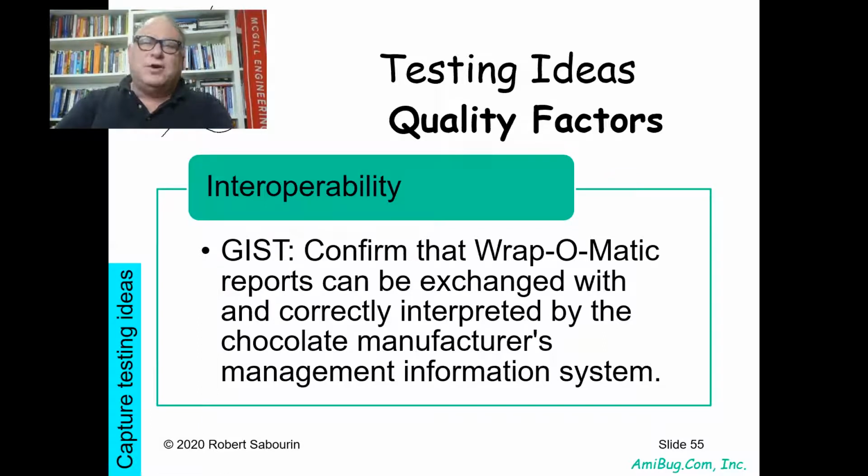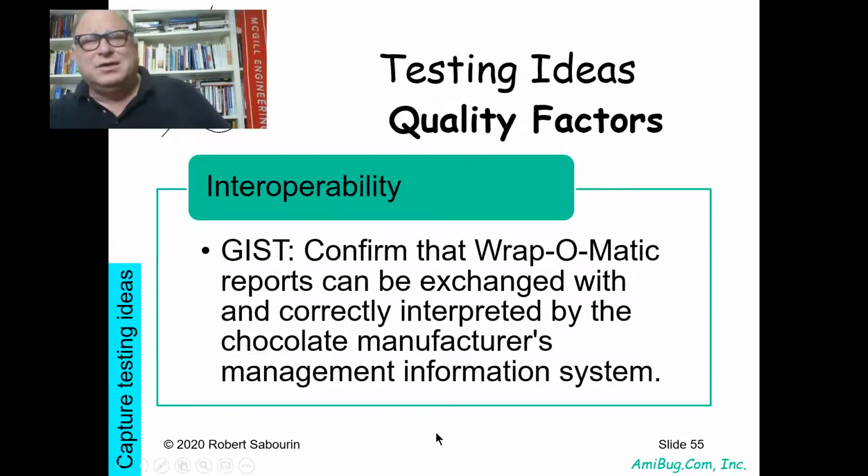Interoperability. Confirm that the Rapamatic reports can be exchanged and correctly interpreted by the chocolate manufacturer's MIS system. Can you read it into the MIS system? Does the reporting get processed correctly? Does the Rapamatic interoperate with the MIS system?